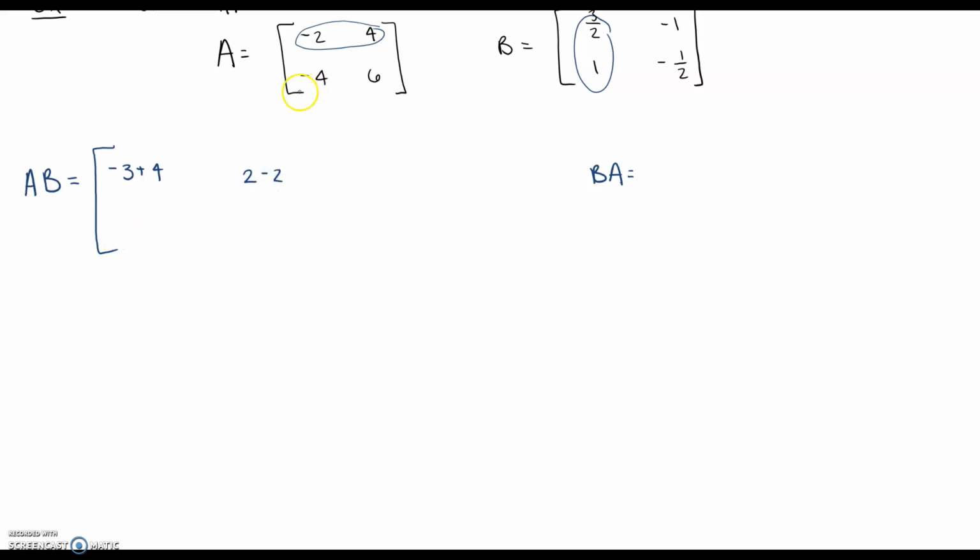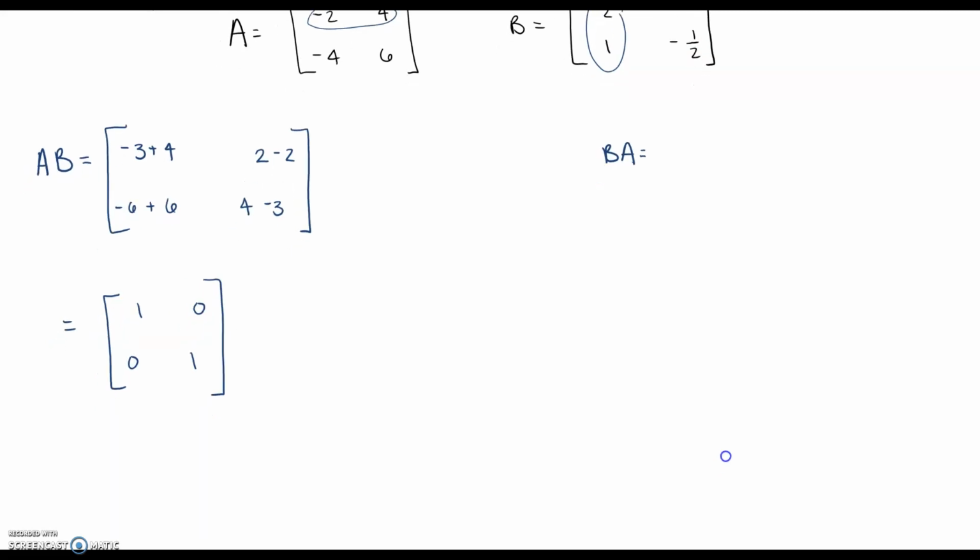Then the bottom one, so -4, 6, and the 3/2, 1. So -4 times 3/2 is -6, and 6 times 1 is 6. -4 times -1 is 4, and 6 times -1/2 is -3. And then we'll simplify this, and -3 plus 4 is 1. 2 minus 2 is 0. 0, 1. So we did get the identity matrix there.